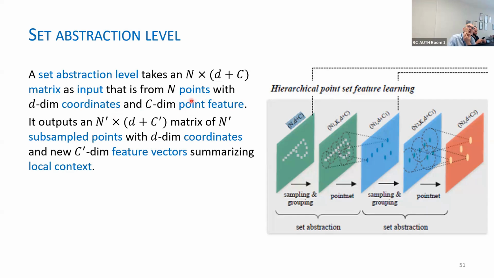And then for each point, we can have a feature vector. As I mentioned before, that can be the color, can be the normal, can be any feature that you want to associate to a given point.